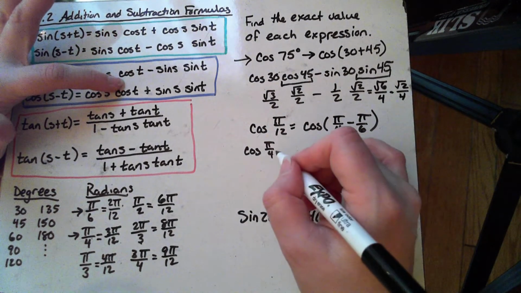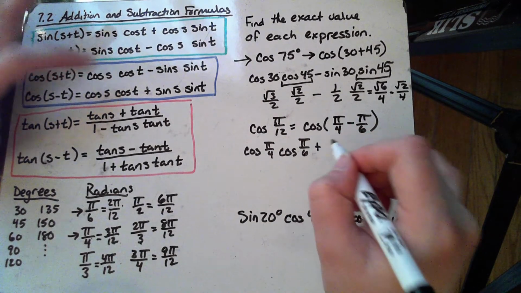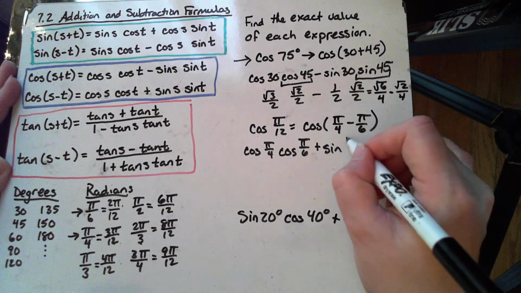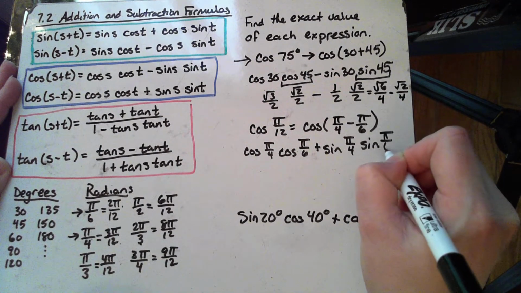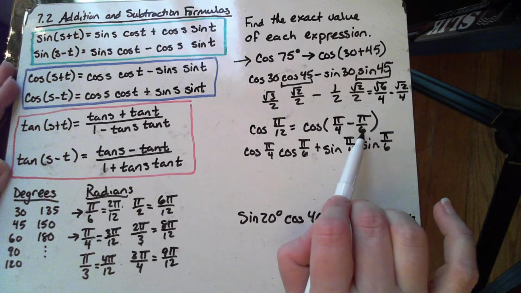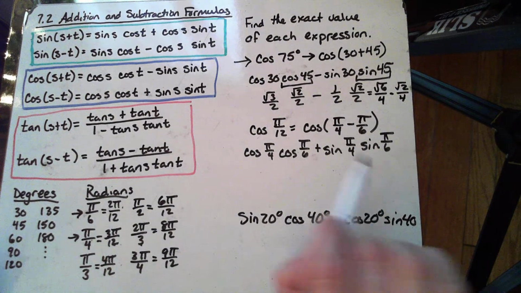cosine of the first times cosine of the second plus sine of the first, sine of the second, meaning the first angle and the second angle, first and second. Now I'm just going to plug in values from my unit circle.